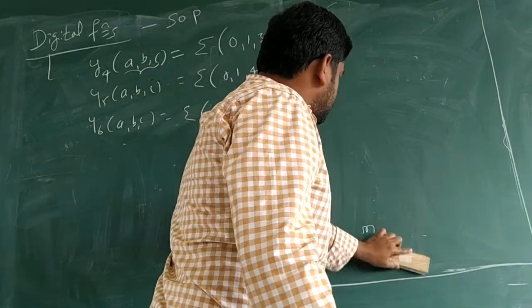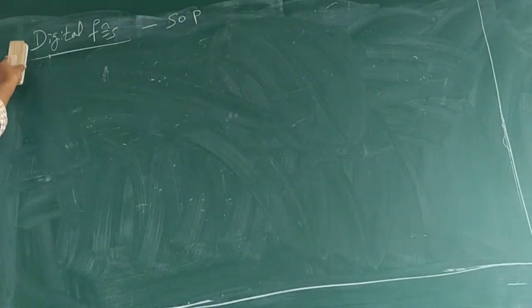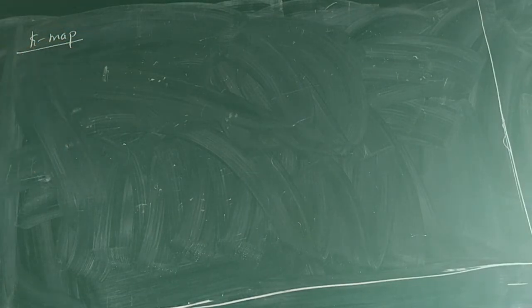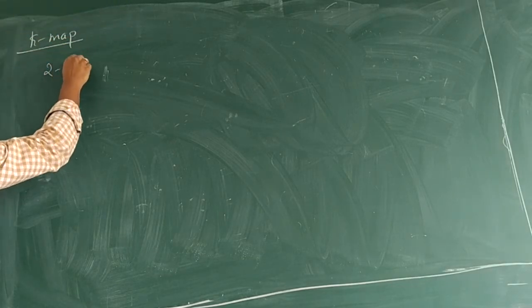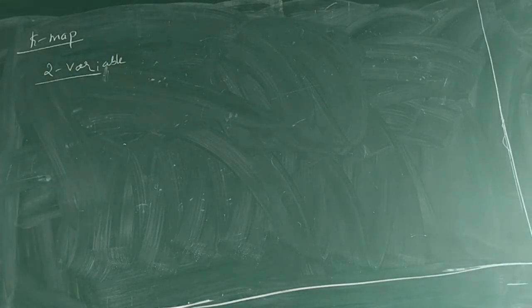Fine. Hope you have understood digital functions in SOP method. So let's go for the next concept, which is K-map. Many of the students have studied in your basic electronics or in your PUC biology the identification of blood group. Okay, so let me take the smallest K-map, which is called two variable K-map.